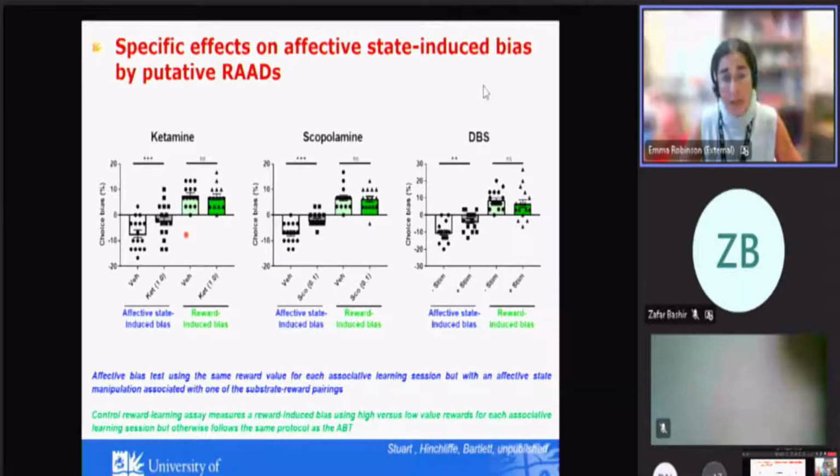And so the animals were tested using exactly the same bowl digging protocol, but here we used our ketamine, and then we used the reward-induced bias, and we were able to show this very specific effect. And we were able to show that for both ketamine, scopolamine, and DBS. The DBS was a deep brain stimulation that we did into the medial prefrontal.